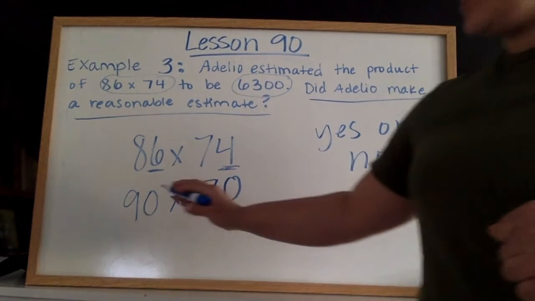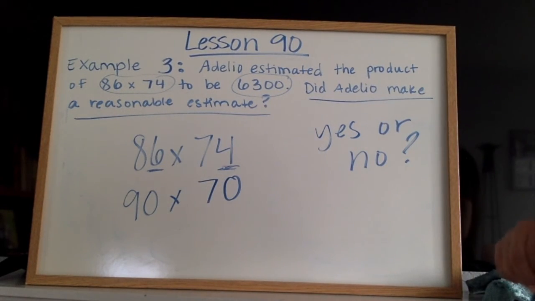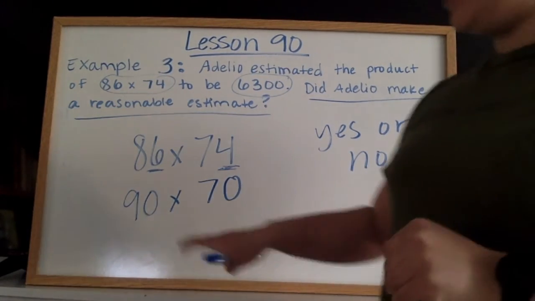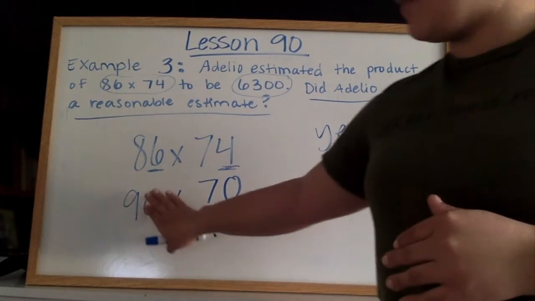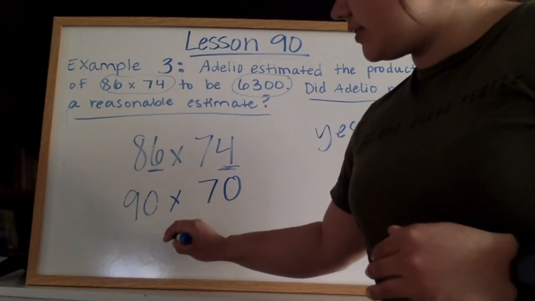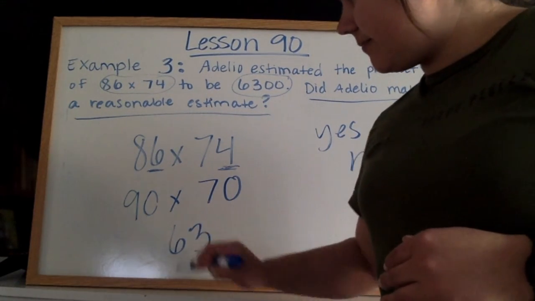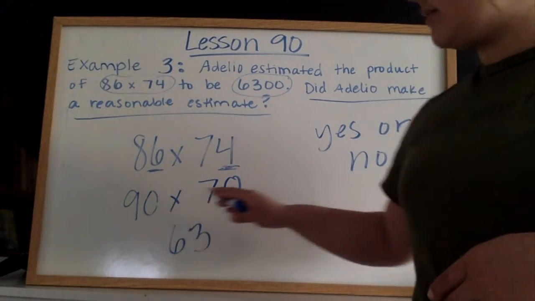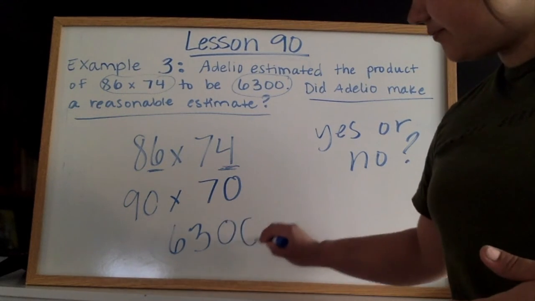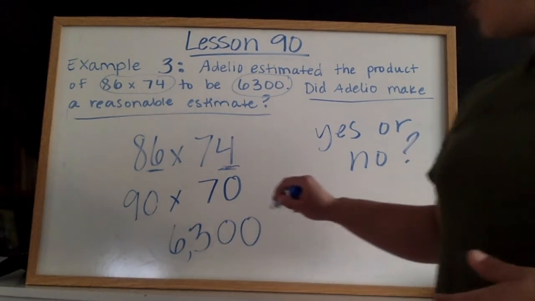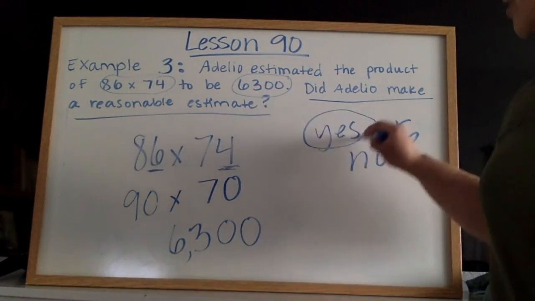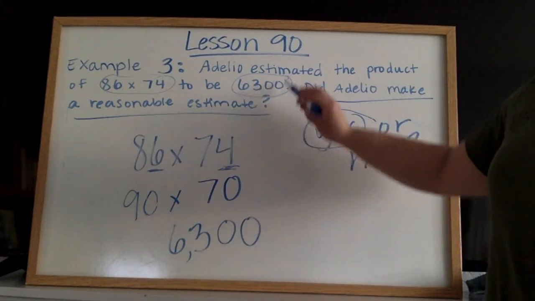So now we have 90 times 70. Since these are both multiples of 10, I can just do that rule where I deal with the zeros later and I just cover them up. So then I'm just dealing with 9 times 7. 9 times 7, if you know your times tables, is 63. And we had 2 zeros here because we're multiplying by 90 and 70, so we need 2 zeros over here. So, is his estimate reasonable? Yes. We got the same exact thing. We got 6,300 and so did he.